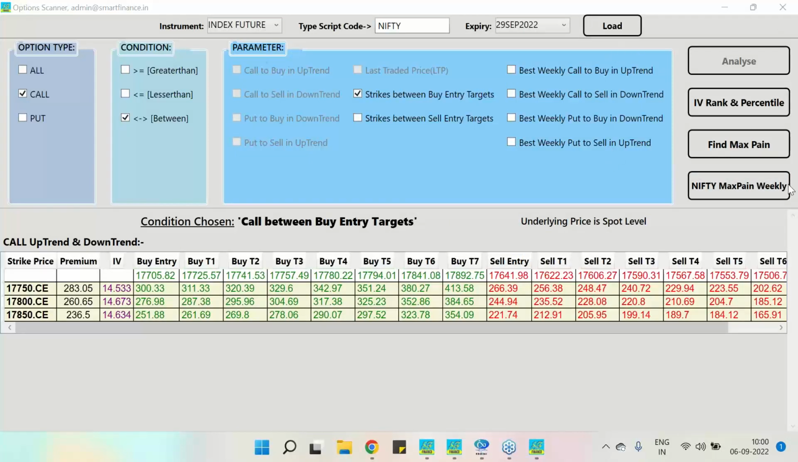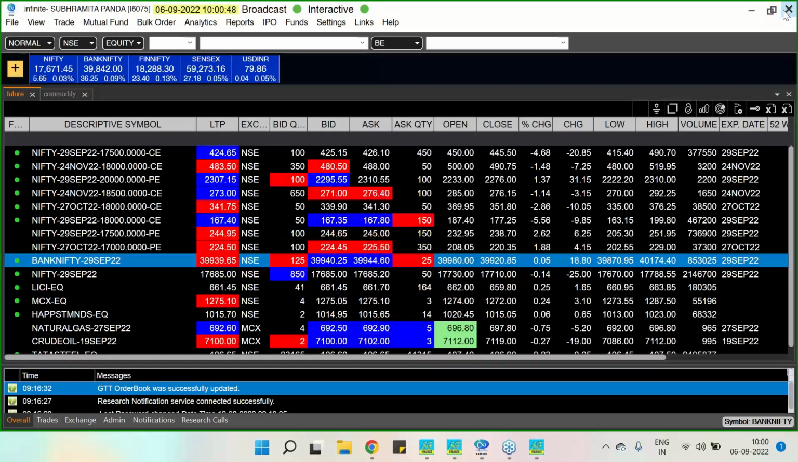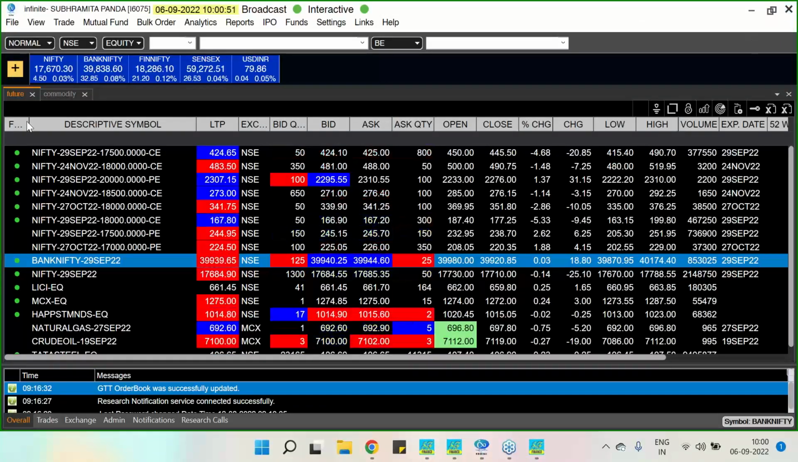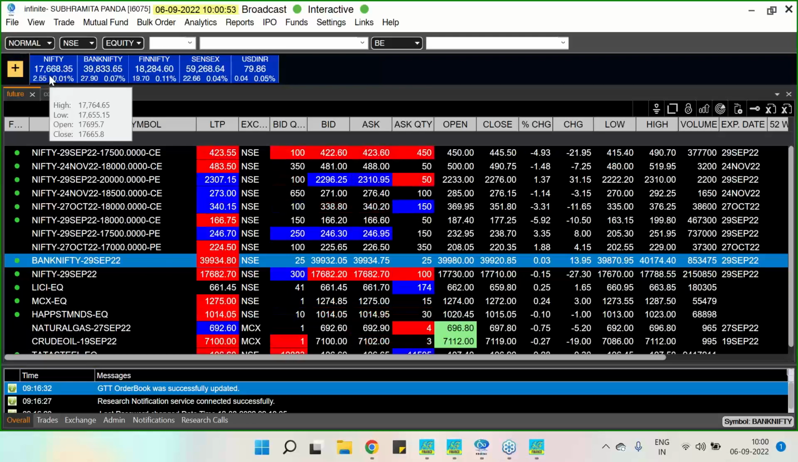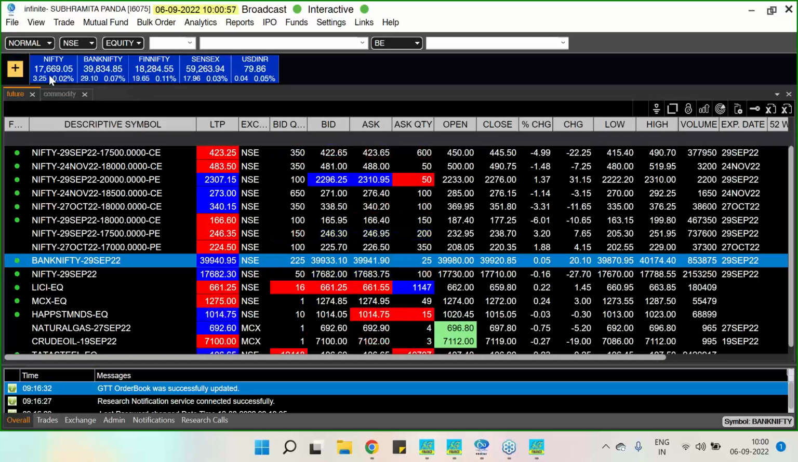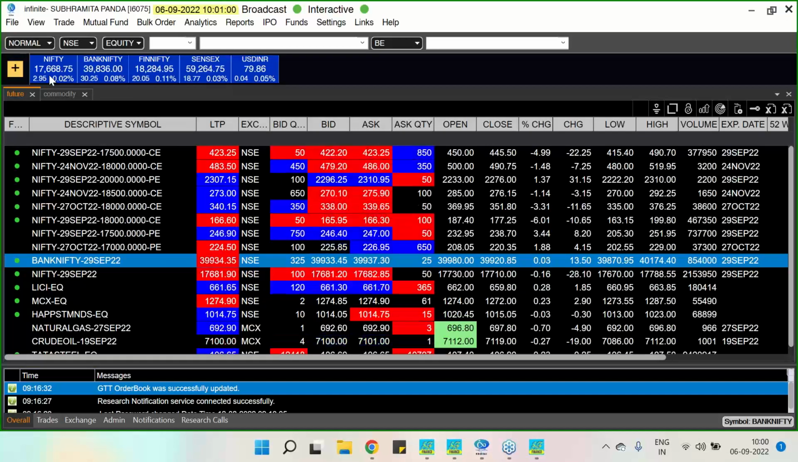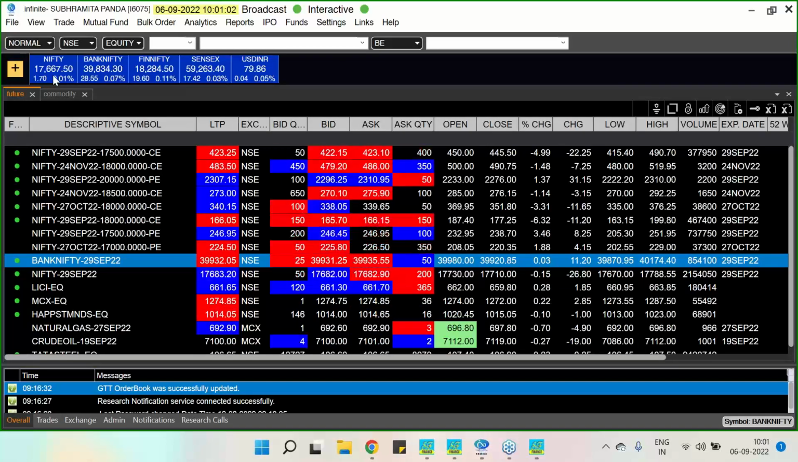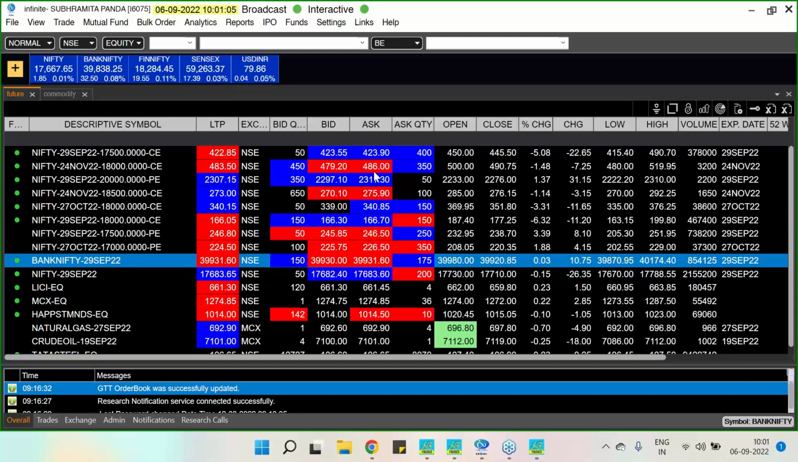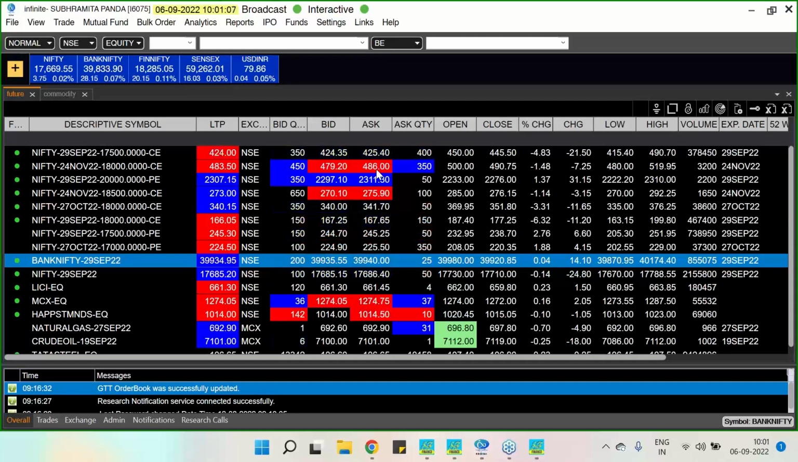So this is how you should utilize this option scanner. It is a very, very helpful tool, and using this tool, it simplifies which strike I should trade, when I should buy the call, when I should buy the put. All these jobs get simplified with this. Nifty spot you need to look into, and once it crosses 17,705, buy the call. Once it falls below 17,629, you should buy the put. That should be the guiding post for today.